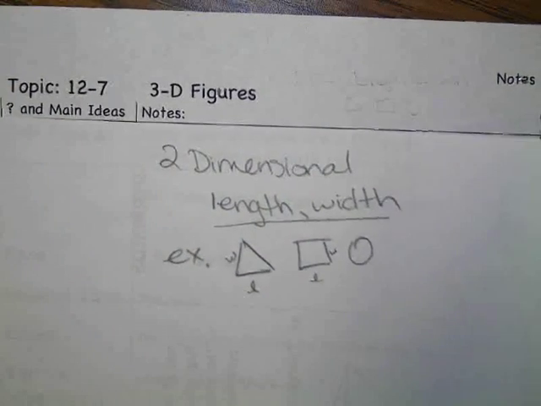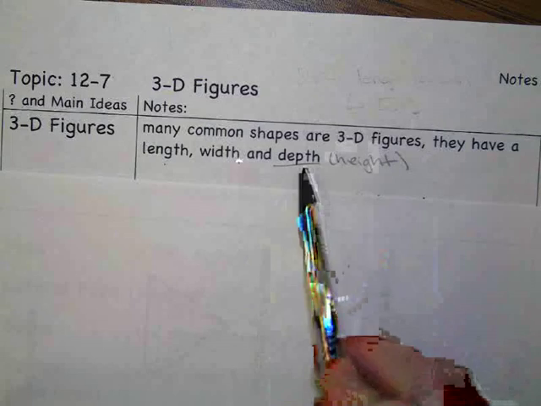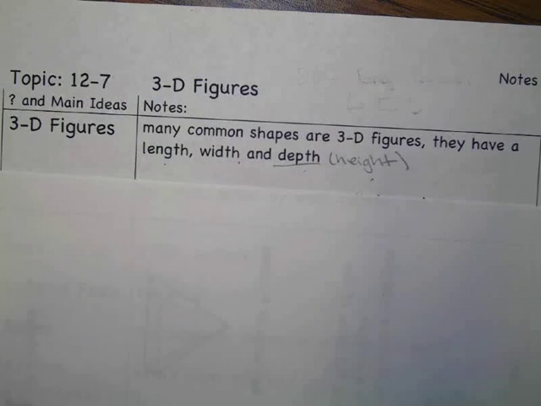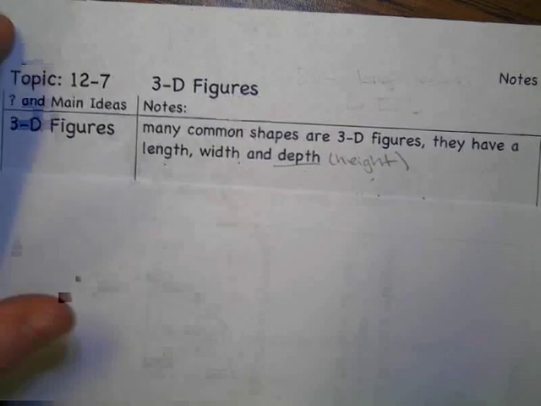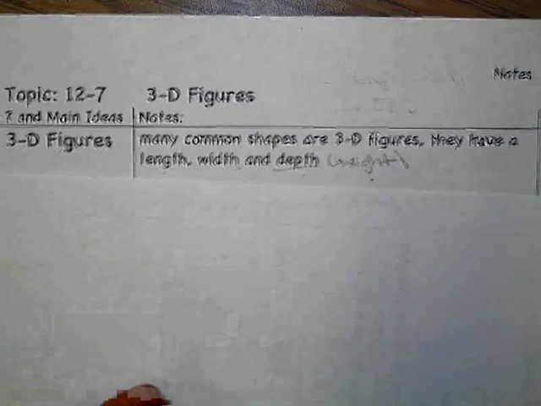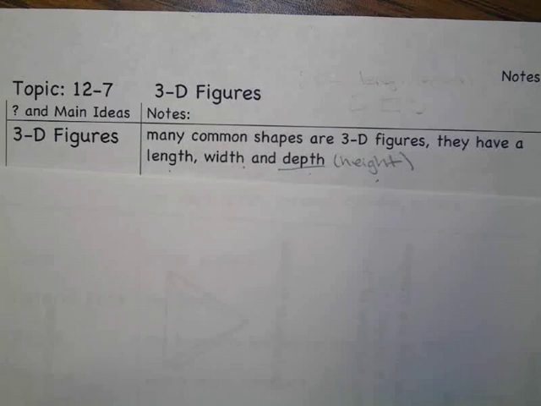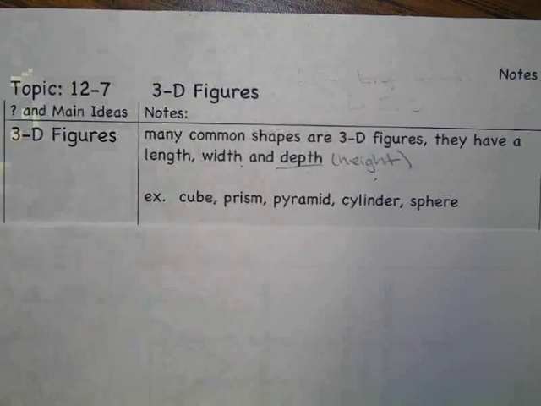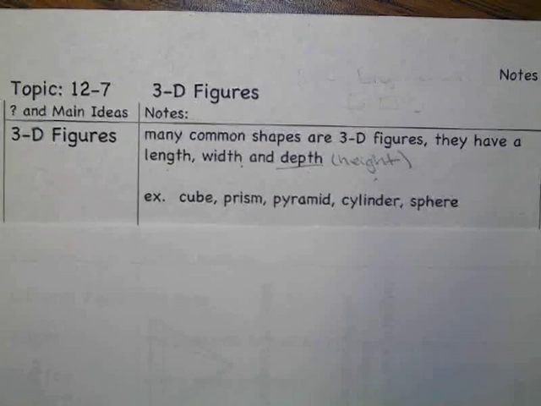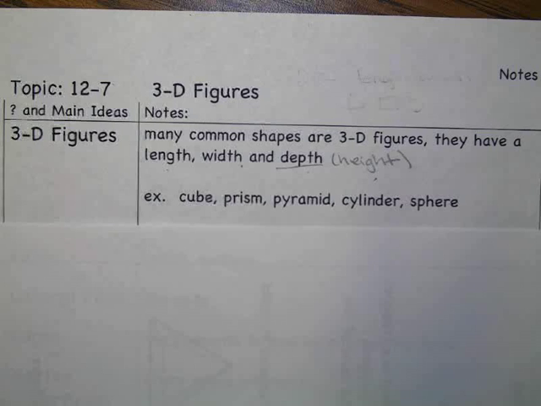So the difference between 2-dimensional and 3-dimensional is that 3D figures have a length, a width, and depth, or the height. So last year you learned about rectangular prisms and you learned how to find the volume of rectangular prisms. We'll talk more about rectangular prisms today as well. Some examples of 3D figures that you've learned about in the past are cubes, prisms, pyramids, cylinders, spheres.